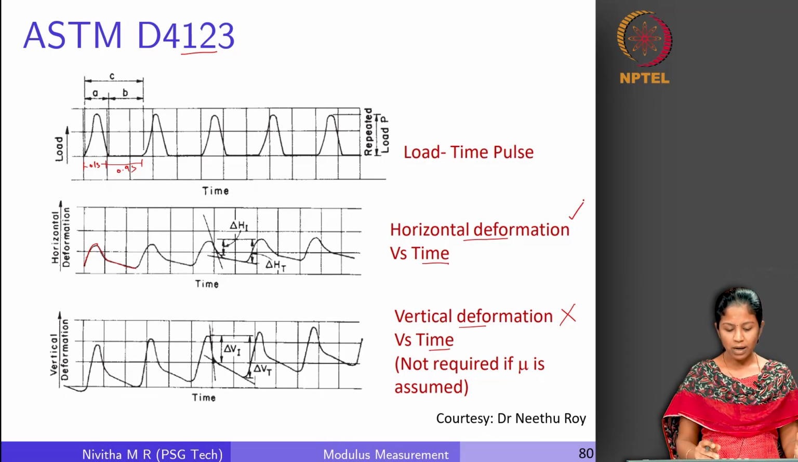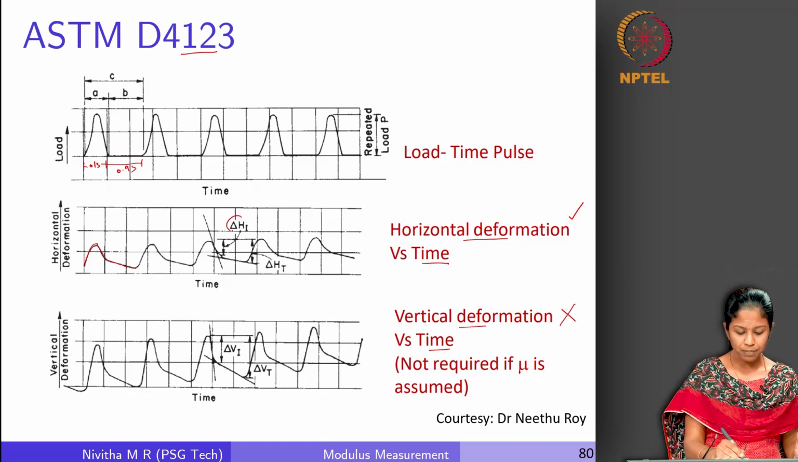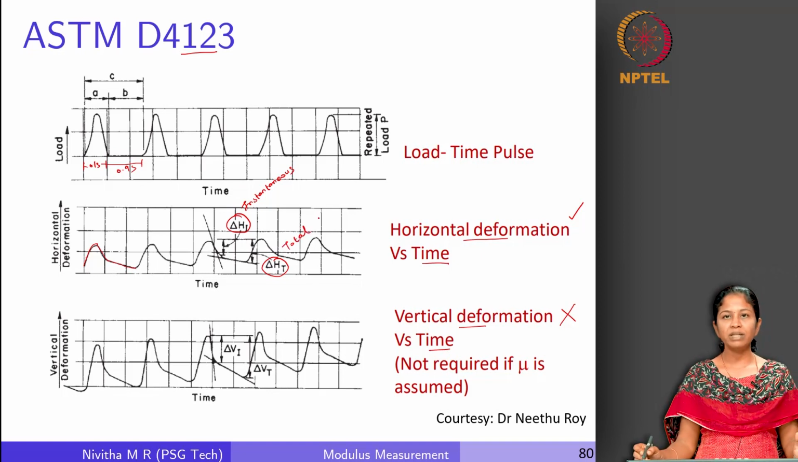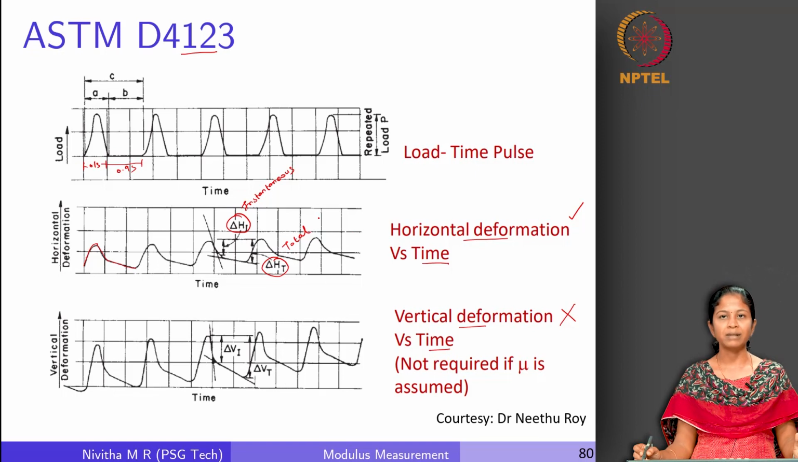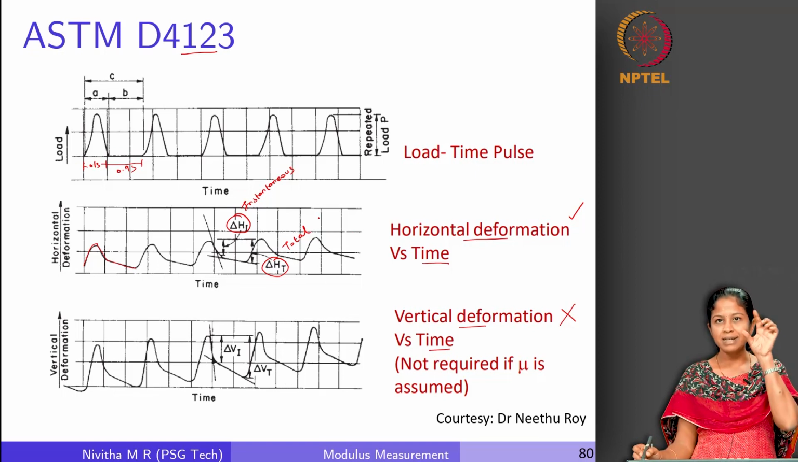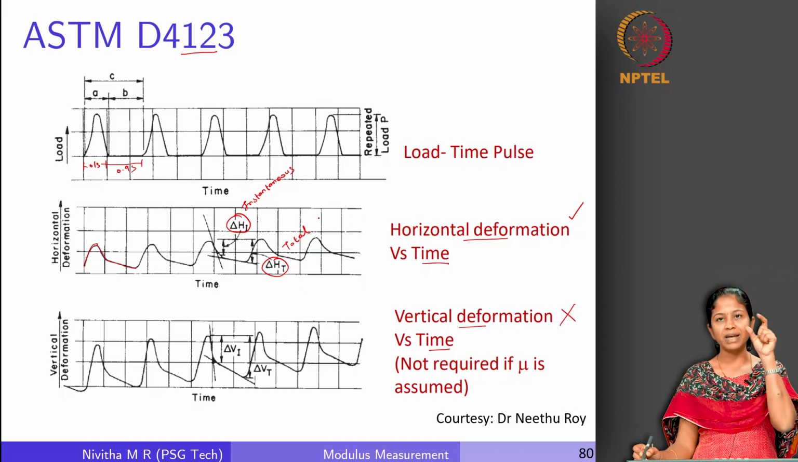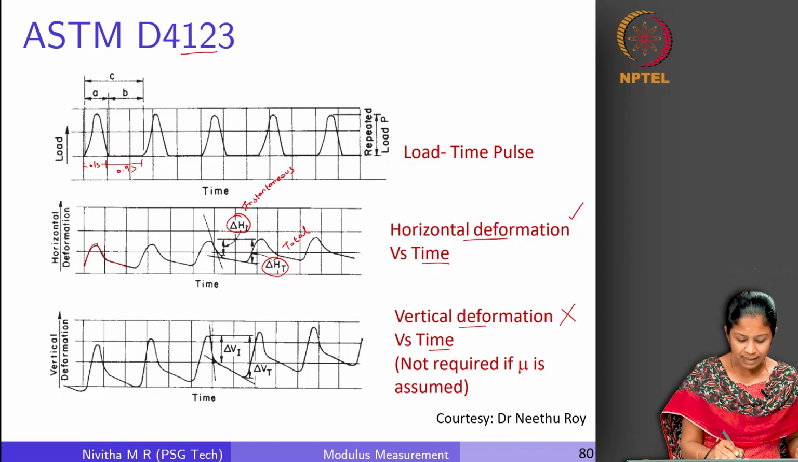Now, there are two parameters which are specified here, which are the instantaneous deformation and the total deformation. We need both these parameters to compute the resilient modulus. So, what is this instantaneous deformation? Once I remove the load, there is an instantaneous deformation that happens in a moment, how much it is able to recover the strain, right. So, that is my instantaneous deformation. We compute that and indicate that as delta Hi.